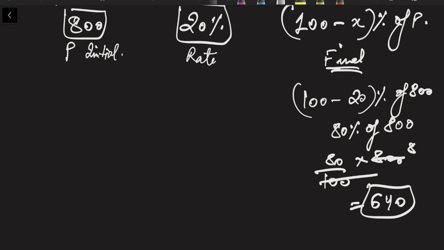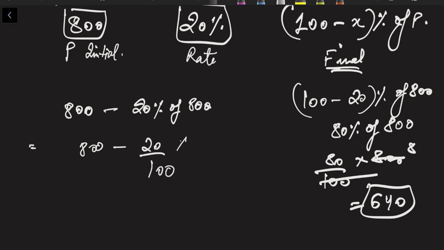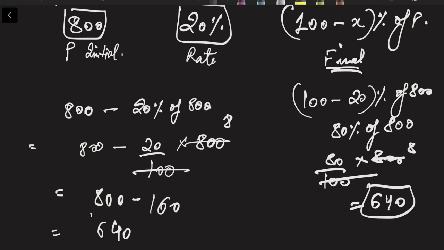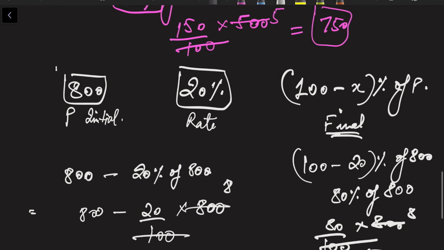And if we solve it with the step-by-step method, it will be 800 minus 20% of 800. So 800 minus 20 by 100 into 800, so it will cut on 8, so 160. So 800 minus 160 is equal to 640. So you can see the answer is the same, but we are just doing it directly.